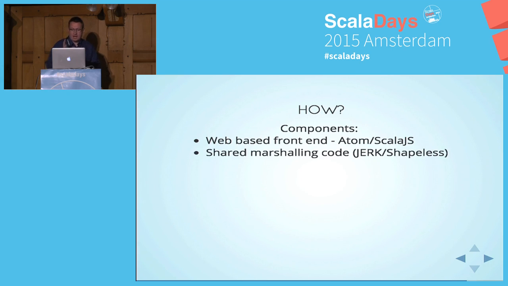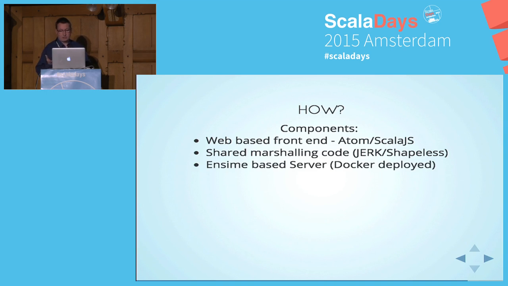Shared marshalling. So I actually think this stuff is voodoo. Right? So I have Scala.js and a web browser on one side. I have a Scala process on the other side. I have Shapeless and a JERK protocol doing marshalling. It's literally the same code. And all the marshalling's done automatically. And I don't know about anybody else, but I find that really funky.